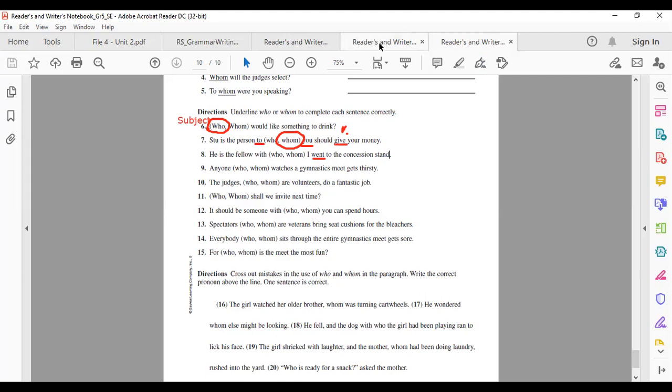But here, if you notice, Jana, we have I. Remember the pronoun I stands instead of me. So I here is the subject. I went. So the subject is I, the verb is went, and what is missing is the object. So what I need to put here is whom. Whom. Okay.